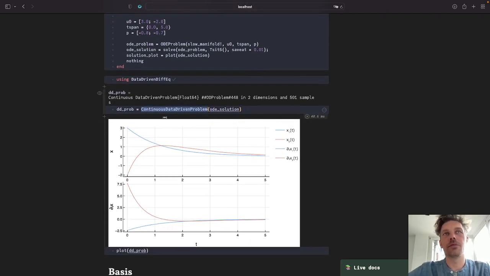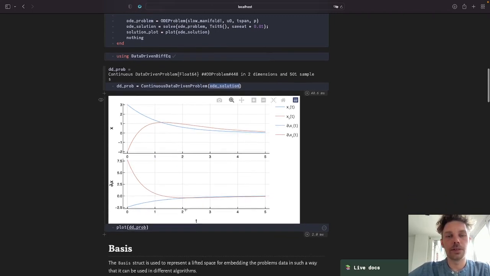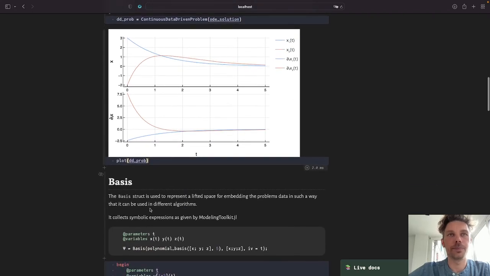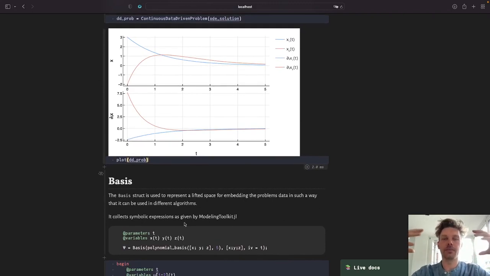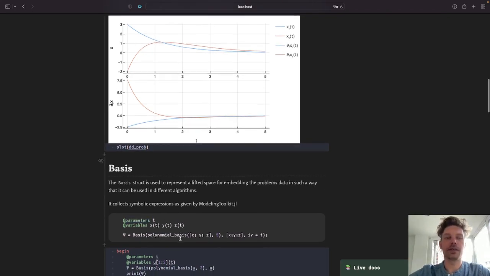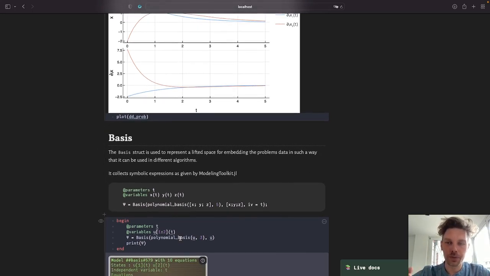What the continuous data-driven problem derives directly from the ODE solution is, of course, the state measurements and the time differentials. So next, for SINDy to work, we also need a basis. And the basis extends ModelingToolkit's abstract system. So what we do here is we model symbolically our states and our parameters and define a set of equations which we will use to infer the right equations of motion.